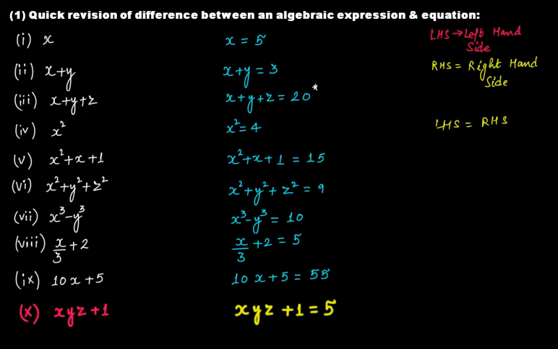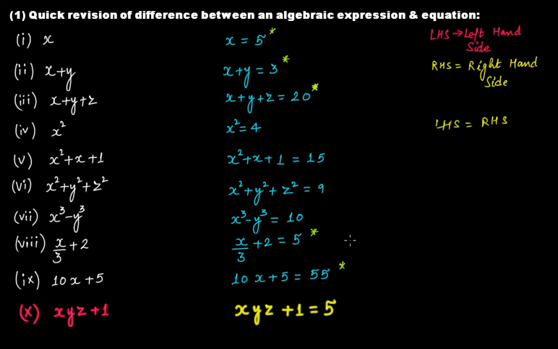In these options that we have from 1 to 10, I highlight x is equal to 5, x plus y is equal to 3, x plus y plus z is equal to 20, and then x by 3 plus 2, and 10x plus 5 is equal to 55, this one, 1, 2, 3, 4 and 5. If I tell you these are linear equations, you'll ask why.